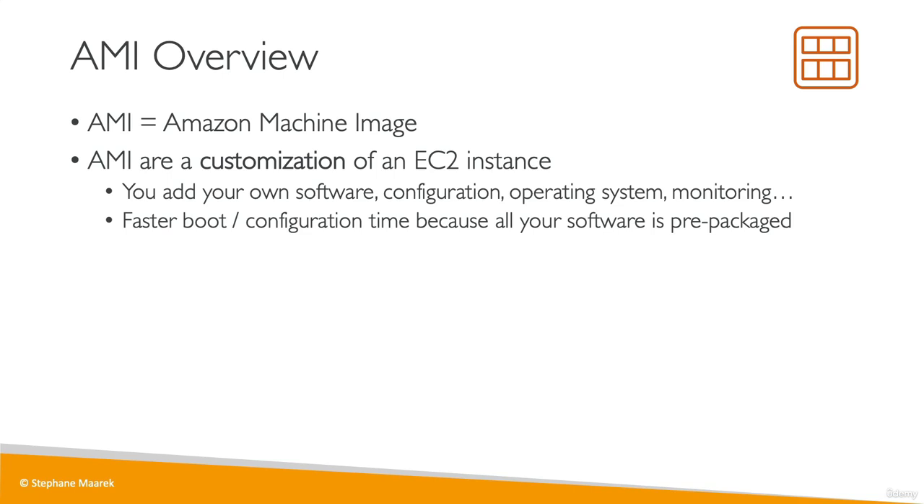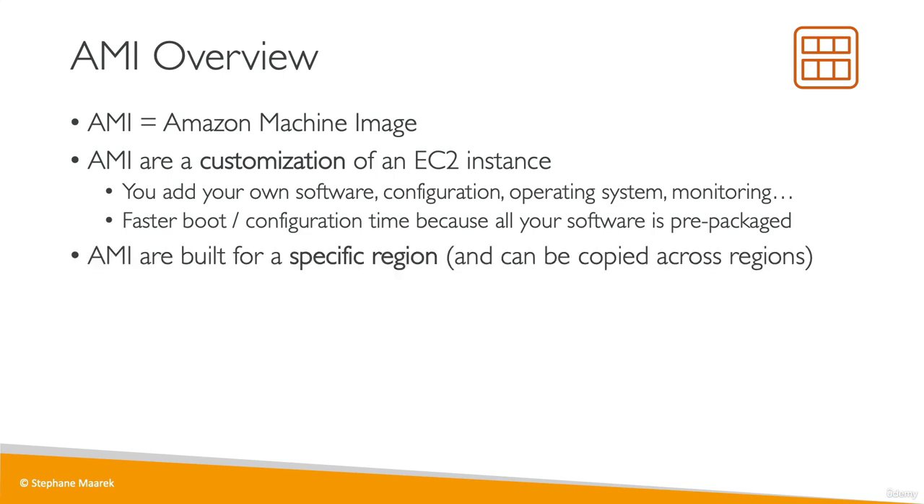So we have to build our own AMIs, and they can be built for a specific region, and then they can be copied across regions if we wanted to use it and leverage the AWS global infrastructure. So we can launch EC2 instances from different kinds of AMIs.